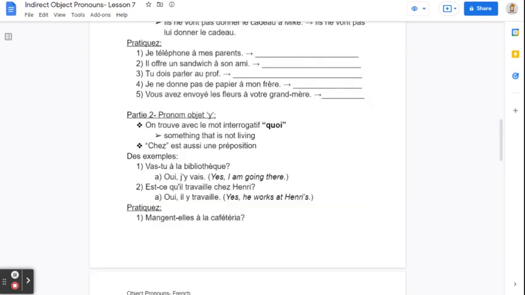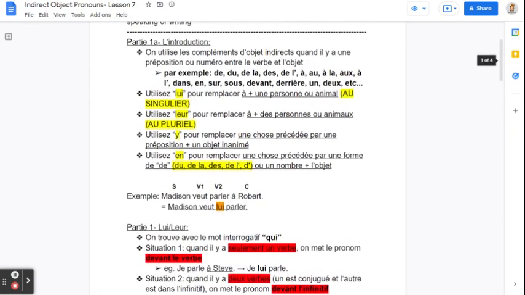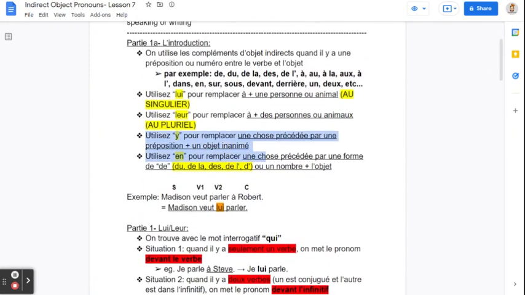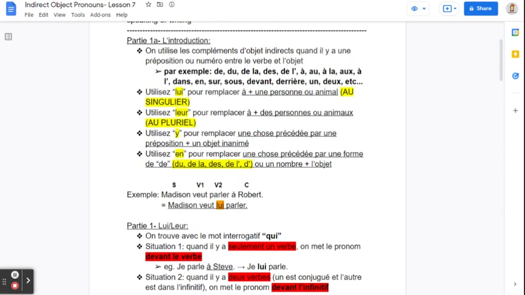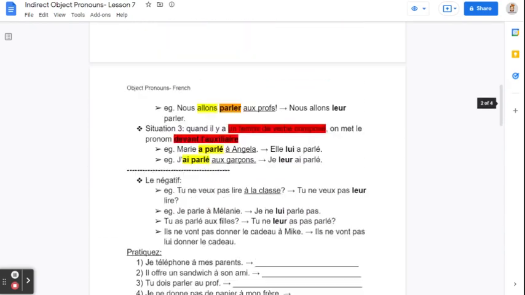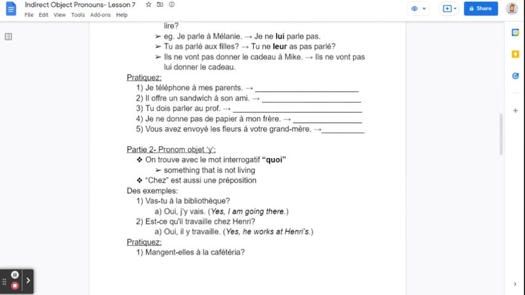Partie de pronom objet y. So on trouve avec le mot interrogatif quoi. So we're asking the question what in this case. And remember that this object pronoun goes for something that is not living. And same thing, just like we said in the introduction part, it's replacing a preposition and an inanimate object. And a preposition, we talked about these could be prepositions. And then I just want to let you know that chez is also a preposition.